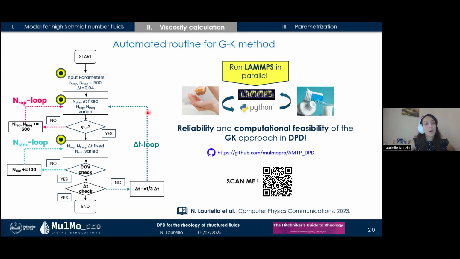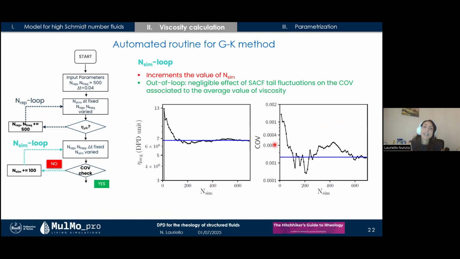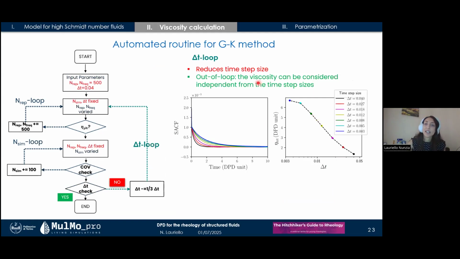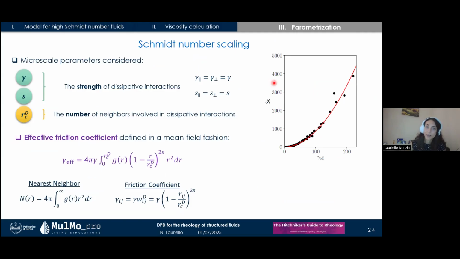The algorithm is made of 3 loops, an outer master loop and 2 inner loops. The first loop increments the value of the sampling interval to capture all the decorrelation behavior of the stress autocorrelation function, until the convergence of the cumulative viscosity integral to a constant value is verified. The second inner loop increments the value of the simulation time until the effect of stress autocorrelation function tail fluctuations doesn't affect anymore the coefficient of variation of the viscosity. The outer loop, the delta T loop, reduces the time step size until the viscosity can be considered independent from the time step size.